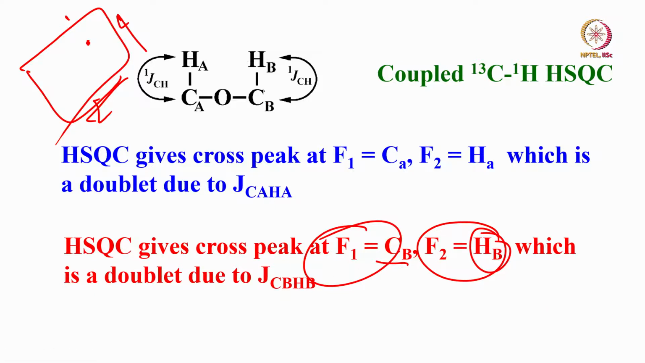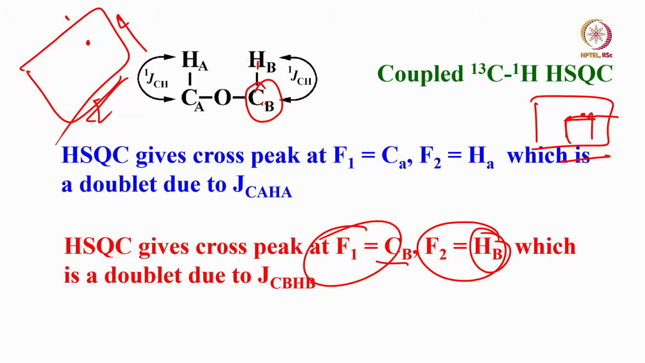See, look at this molecule. In the F1 dimension, you are going to have a peak here. Let us say there is a peak here. But in the F2 dimension, actually it is not a single peak. In this axis, it is only one peak, but in this axis, it is two peaks. The doublet comes because of the coupling of carbon with proton.